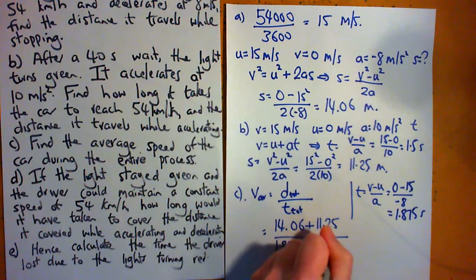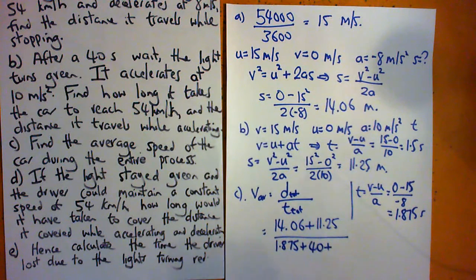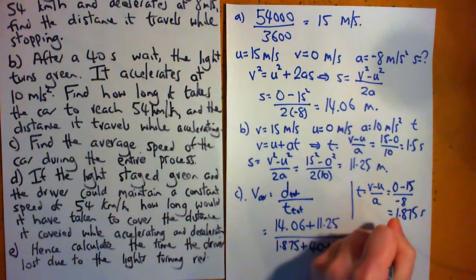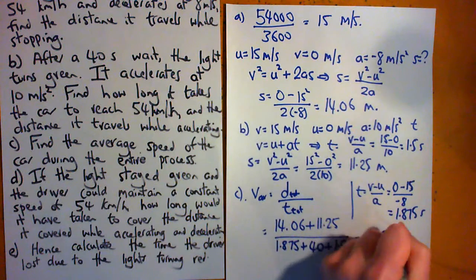Then you had the 40-second wait, and then you had 1.5 seconds to get back up to speed, and if you calculate that, you get 0.58 meters per second.